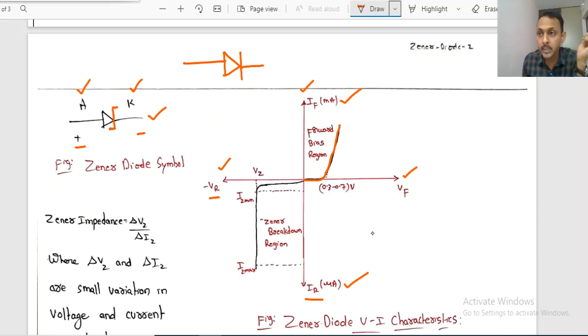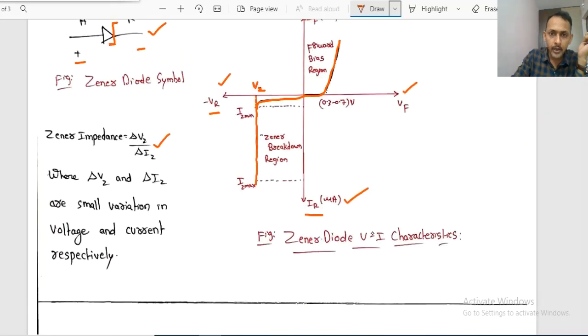Similarly, during the reverse bias mode, up to a certain point there won't be any conduction. Some small amount of current flows, due to the minority charge carriers. The moment you cross the Zener breakdown voltage Vz, all of a sudden there is high conduction in the diode. This is the Zener breakdown region, and its impedance, the Zener impedance, is given by delta Vz divided by delta Iz.